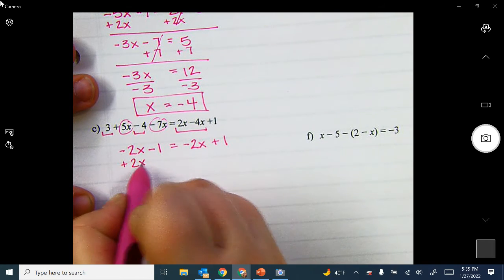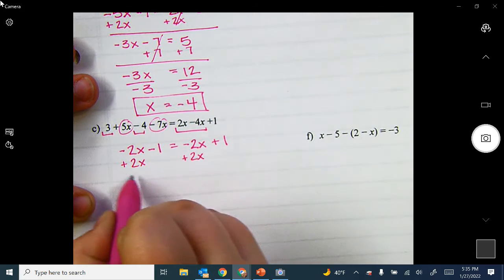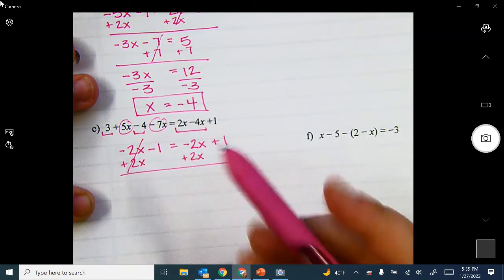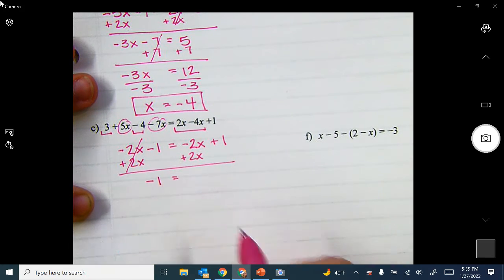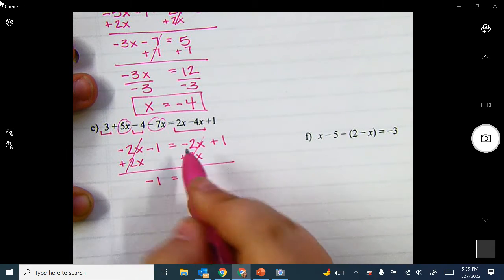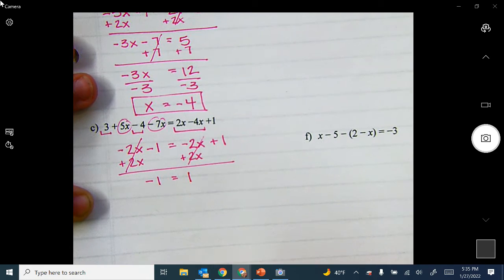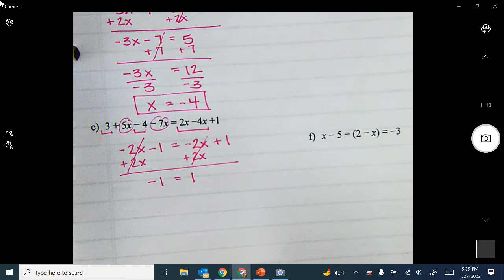So I'm going to cancel those out by adding 2x to both sides. Cancel out there, so I just have a negative 1 on the left. Cancel out on the right, and then I have a positive 1. So at first glance, it might seem like these are equal, but you got to be careful because they're not. One of them is negative. Negative 1 is not the same as 1.